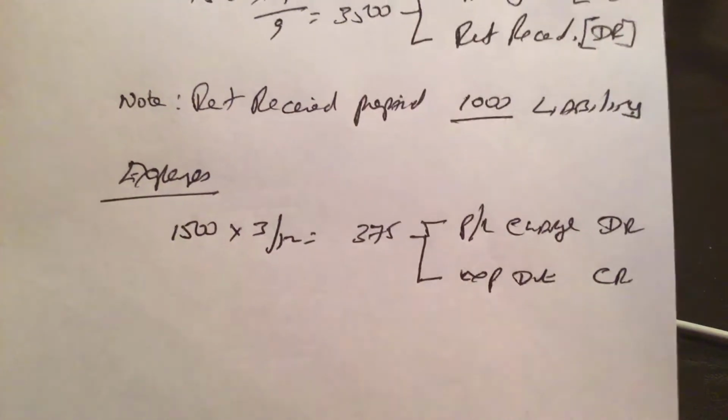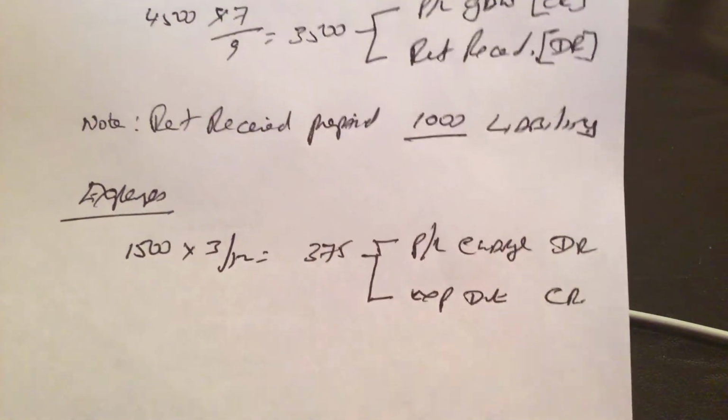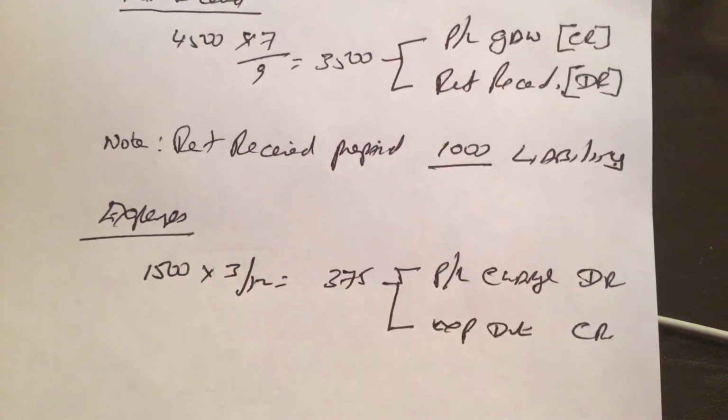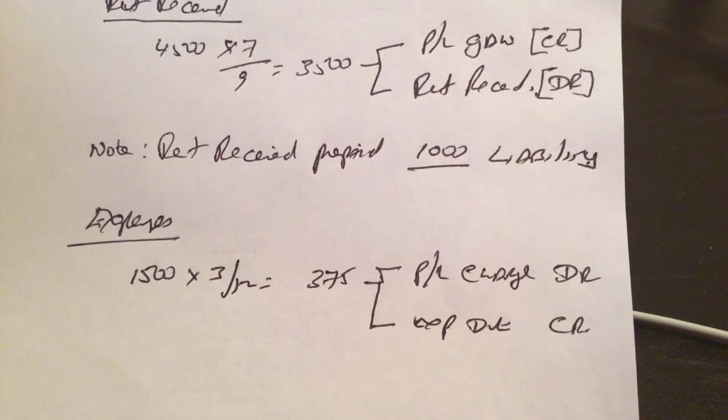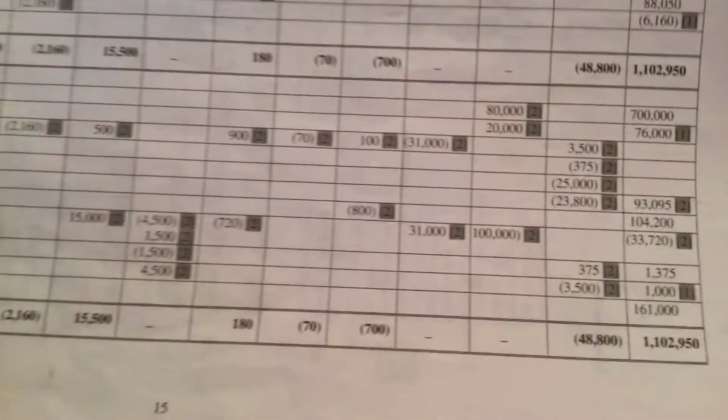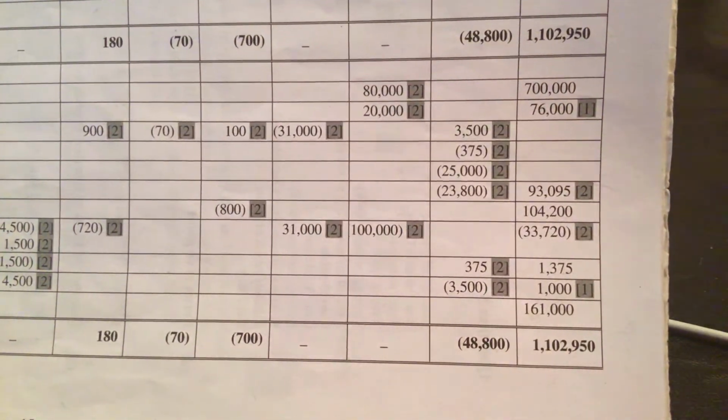And finally then, we had the advertising charge, which is expenses of 1,500. But 3 months of that 1,500 was for this year. So 1,500 divided by 12 multiplied by 3 gave me 375. So there's a charge to the profit and loss account of 375. So you go to the profit and loss account, and you can see the charge of 375.